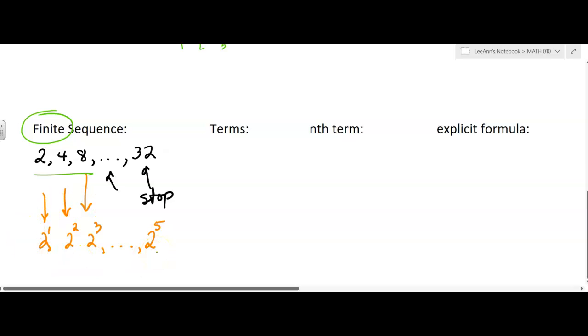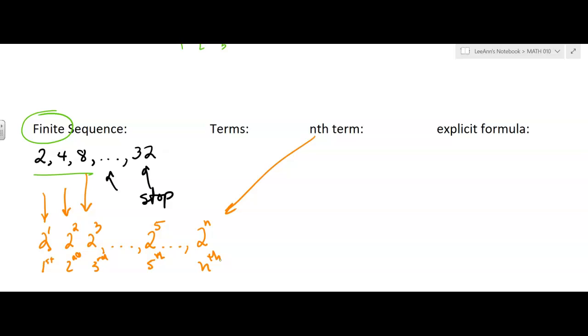Now, if we wanted to make it an infinite sequence, so we wanted to continue on, the last term we represent as 2 to the nth, okay? Well, that's a finite sequence still because we're stopping at n. But this would be called the nth term, okay? So this was the first term, first, second, third, fifth term, and then this would be called the nth term, okay? Now, just because you have an nth term doesn't mean it's finite. You could have another ellipsis to say, okay, this continues on and it's an infinite sequence.